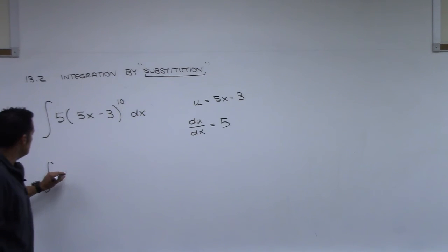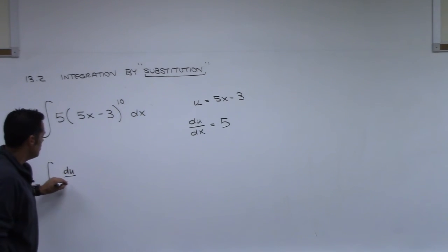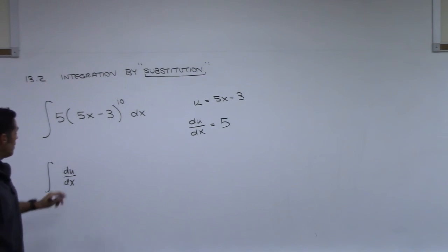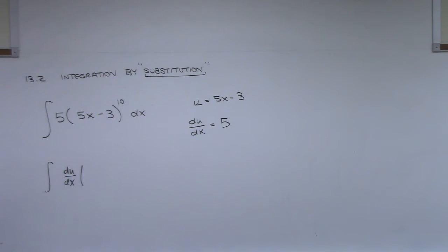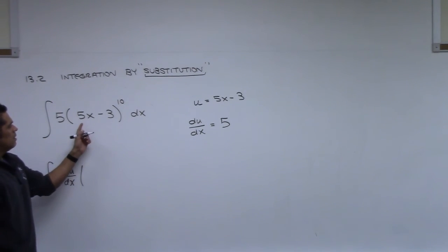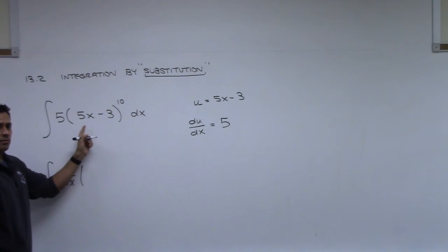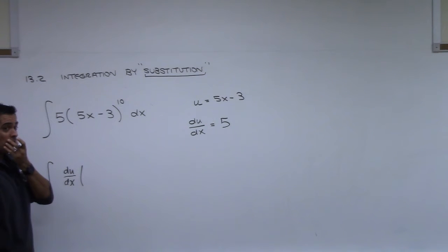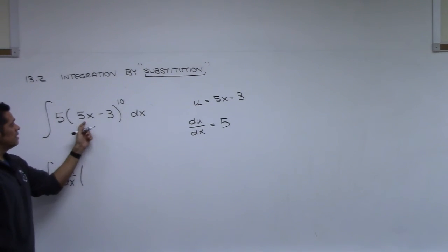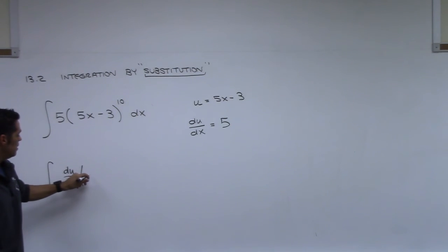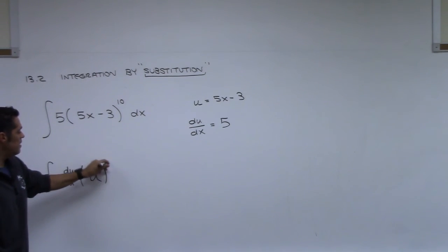Okay, so where the 5 is, put du dx. Everyone follow that? That's going here. Parenthesis, what do you got? You're trying to replace this, right? I want it in terms of u. This right here is u, right? So u to the what? To the 10th?